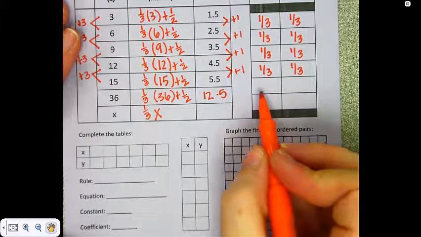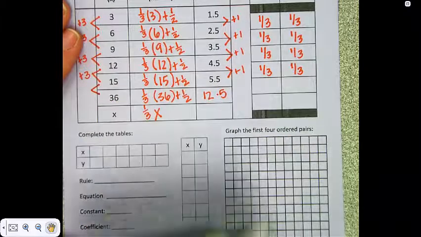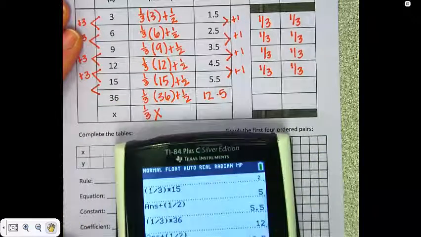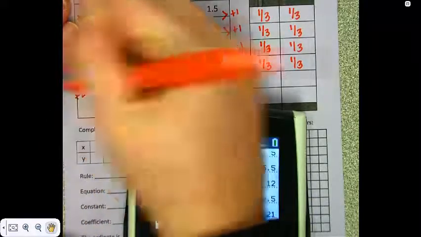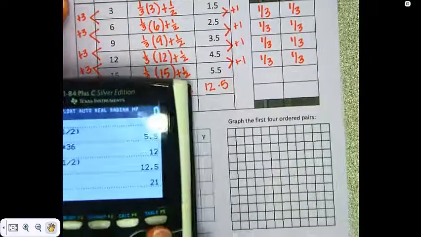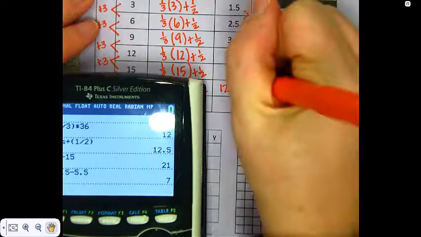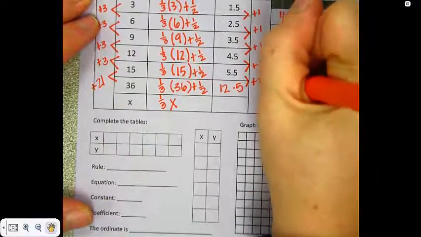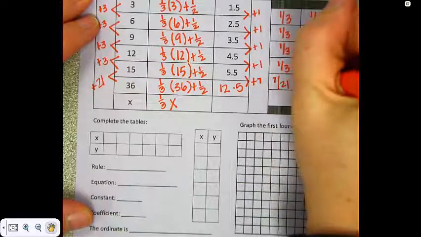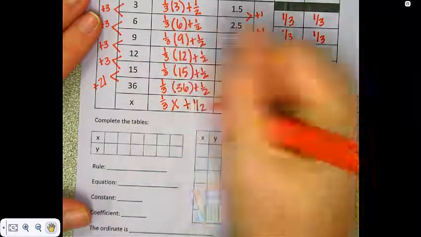And let's go over here and make sure that that delta y over delta x is the same. So from 15 to 36, let's see, 36 minus 15 is 21. From 5.5 to 12.5 is 7. So my delta y over delta x would be 7 over 21, which would simplify to 1 over 3. Okay, so now I have my rule.